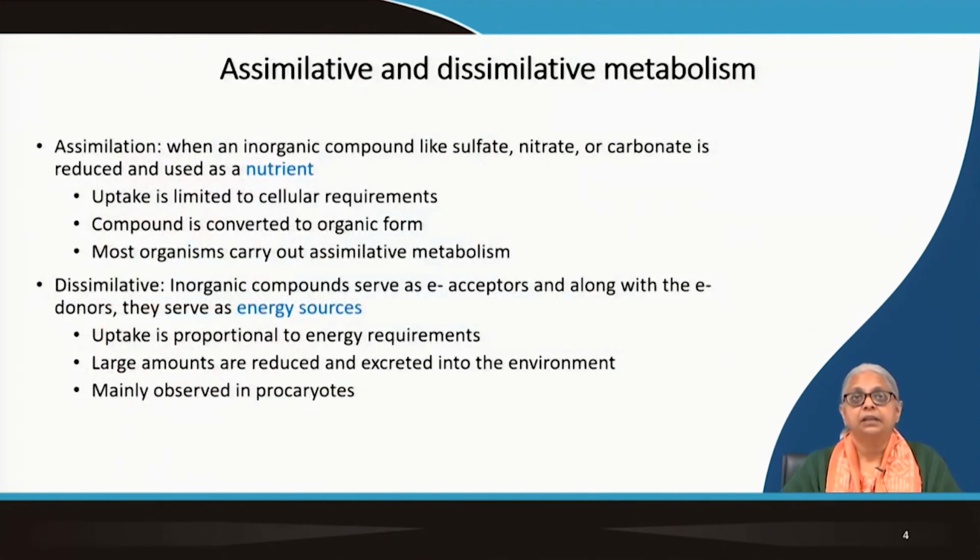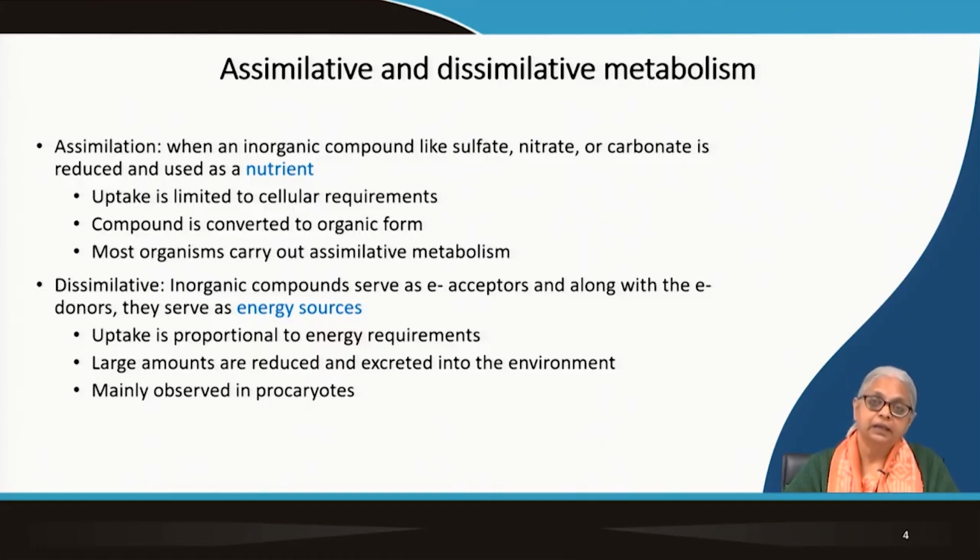Let's define assimilative and dissimilative metabolism clearly over here. Assimilation is when an inorganic compound like sulfate, nitrate, or carbonate is reduced and utilized as a nutrient. Remember what I said about macronutrients and micronutrients. Sulfate, nitrate, carbonate, these are macronutrients. They have to be reduced and turned into organic biomass, and that's why they are macronutrients. Their uptake is limited to the cellular requirement.